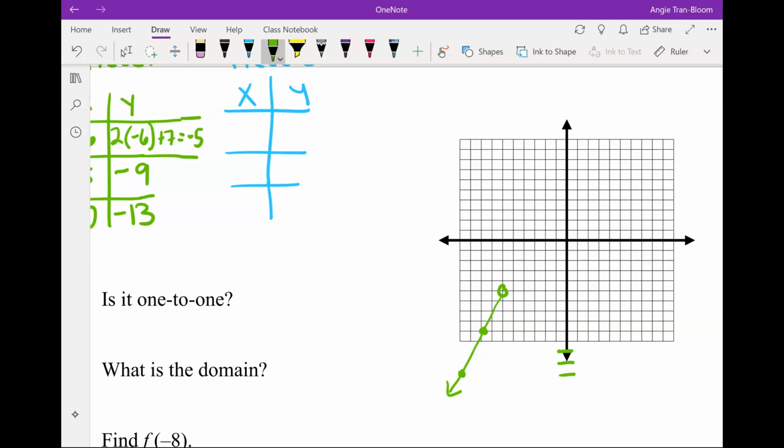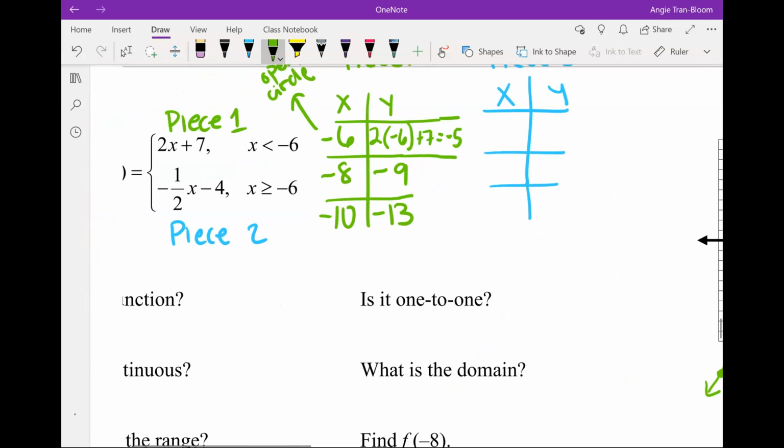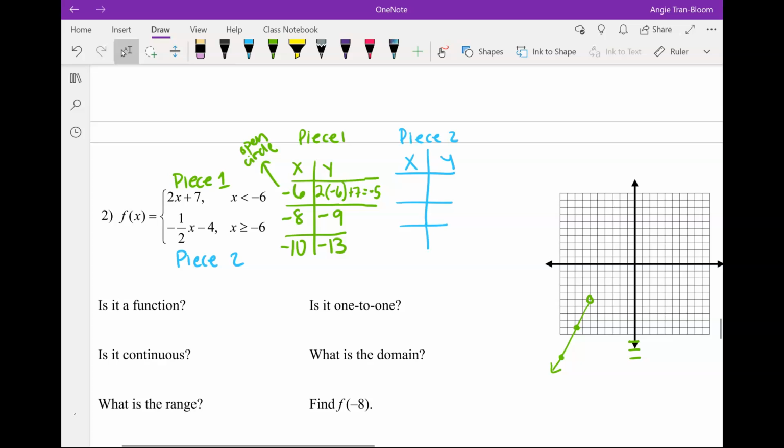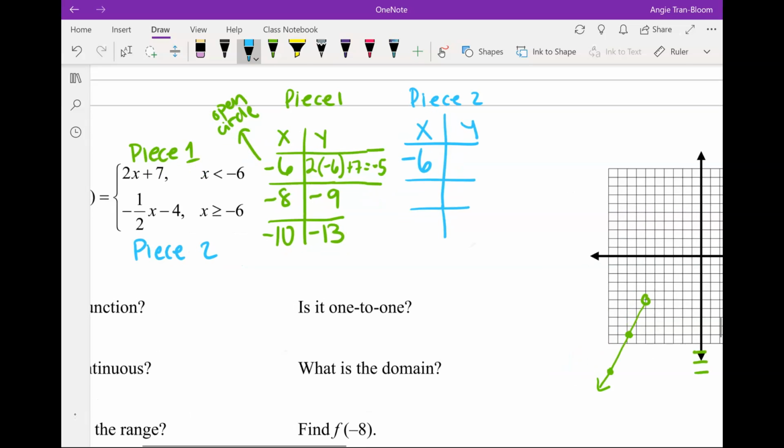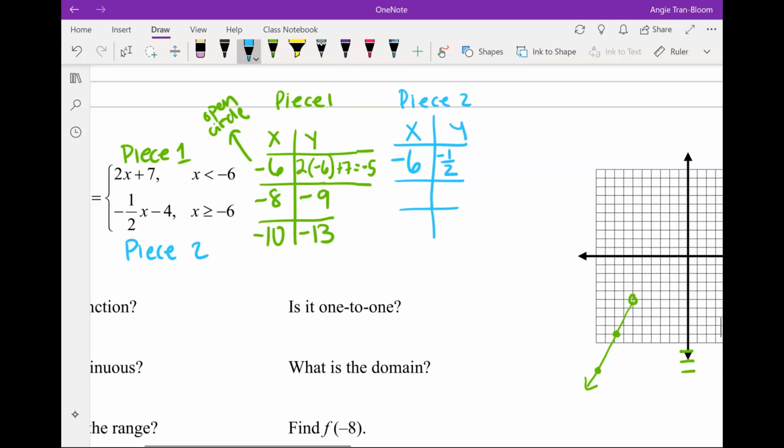Now, piece number 2. What do we start with? Yeah, -6 as well. Except that you're going to have an open or closed circle? Closed, you're right. -6. We're going to plug it in. -1/2 times -6 minus 4. What is that output? -1/2 times -6, that's a +3, yes or no? +3 minus 4 is going to be a -1.